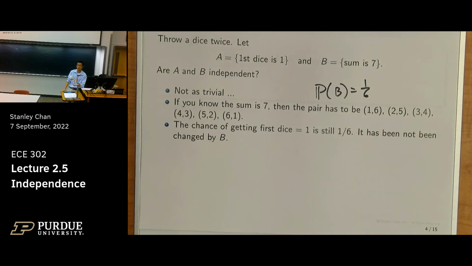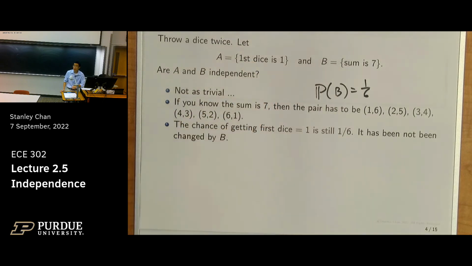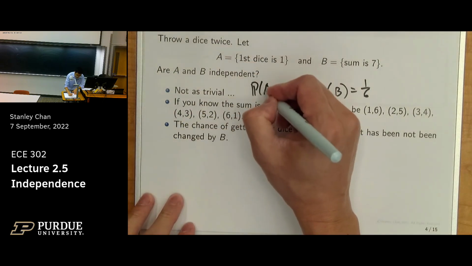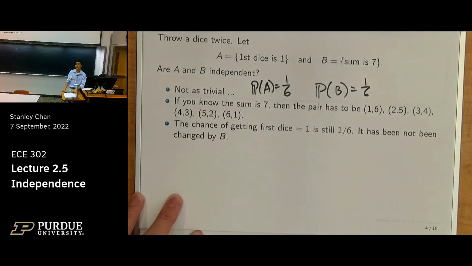We can calculate that. The probability of the first die being 1, what is that? This is 1/6. It's not 1/36 because the first die is 1. I have 1, 1, 1, 2, 1, 3, 1, 4, 1, 5, and 1, 6. So that's 6 configurations out of 36 possible cases. So this is 6/36. That's 1/6. Okay, so A and B.